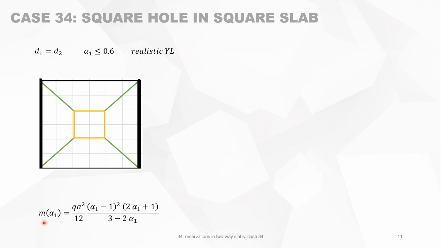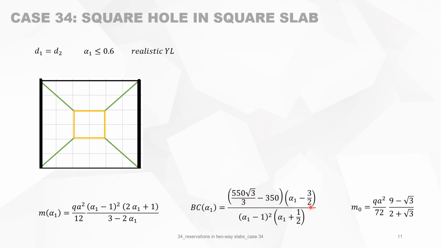Then we know that the bending moment is a function only of alpha 1, because the other parameters are known. And with the previous formula, we find that m in function of alpha 1 is equal to this, because alpha is here 1. That's a square slab. Then it's only a function of alpha 1. The bearing capacity is the same. We fill in the bearing capacity. The alpha 1 equals to alpha 2, and alpha is equal to 1. Then we get this expression. And the bending moment without the reservation is then equal to this expression.